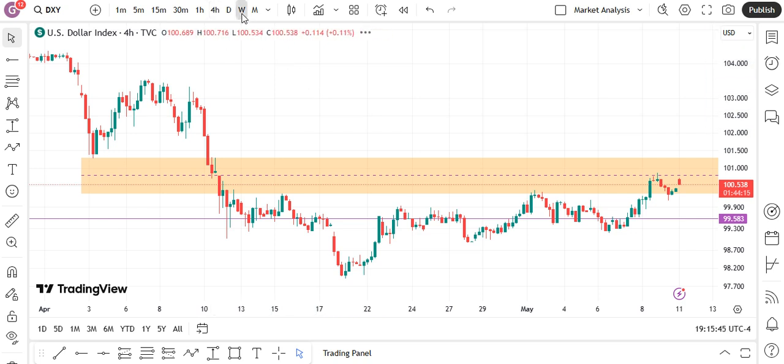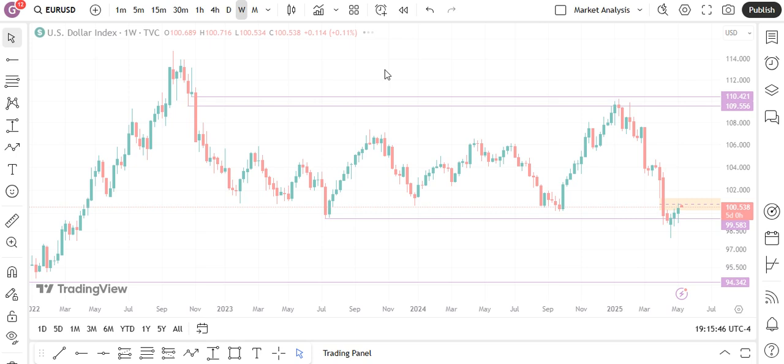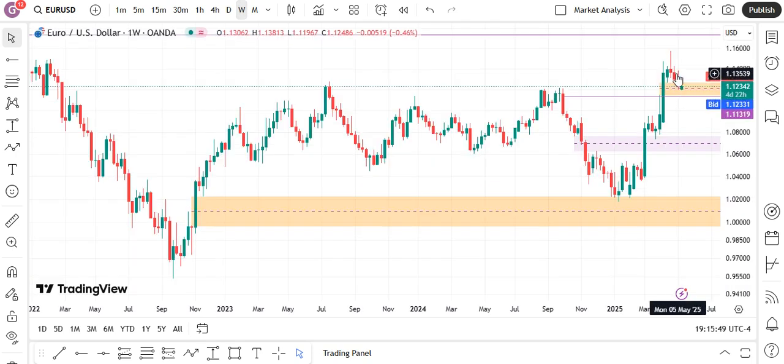Let's go to EUR/USD. EUR/USD weekly time frame. Last week price was bearish. It traded into the FVG on the weekly time frame. I want to see it go lower to this level, because I expect the dollar to be bullish, so this should be bearish.